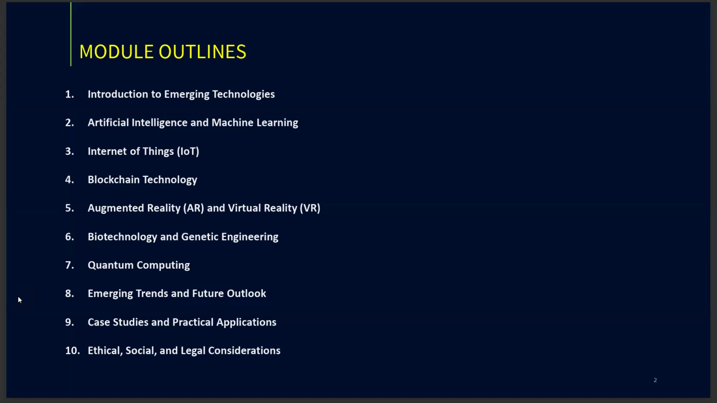Then we will also wrap it up with one of the most important considerations, which is ethical, social, and legal considerations that will guide you as a student who is pursuing a course in computer science.